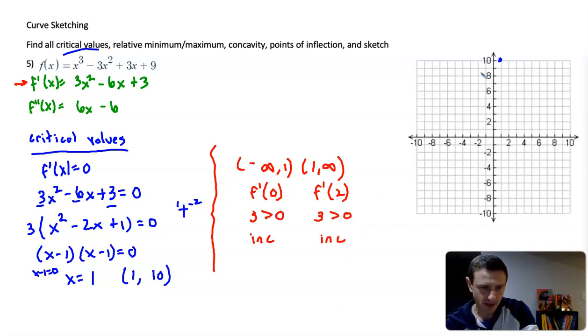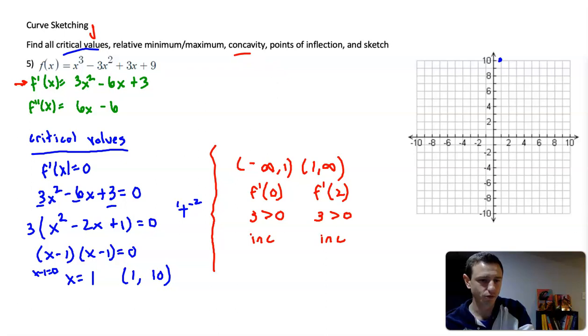So it's doing something funny. It's increasing, flattening, increasing. All right. So we have a pretty good idea what this graph is going to look like now. So we did critical values. Relative min, relative max, we'll talk about that at the end.